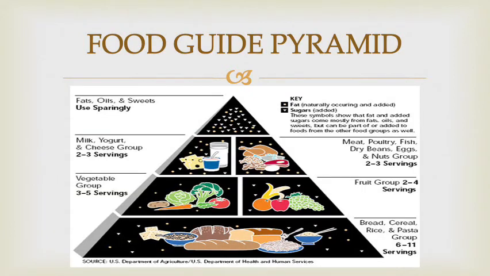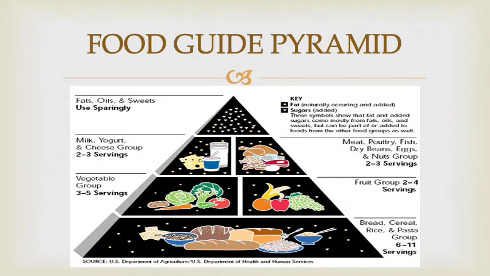The food guide pyramid. At the lower part of the pyramid, we have the bread, cereal, rice, and pasta group that is required in 6 to 11 servings. Second comes the fruit group and the vegetable group. The fruit group comprises 2 to 4 servings during the day, whereas vegetables are 3 to 5 servings. Then comes the milk, yogurt, and cheese group, which is required in 2 to 3 servings. The meat, poultry, fish, eggs, and nuts group is required in 2 to 3 servings.